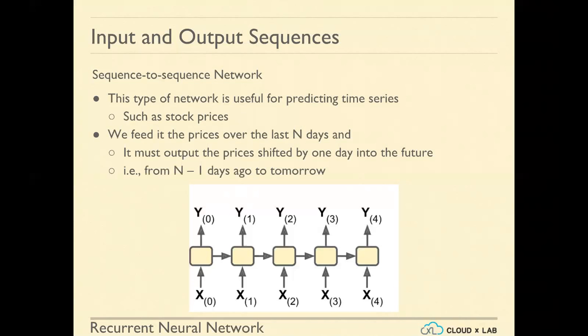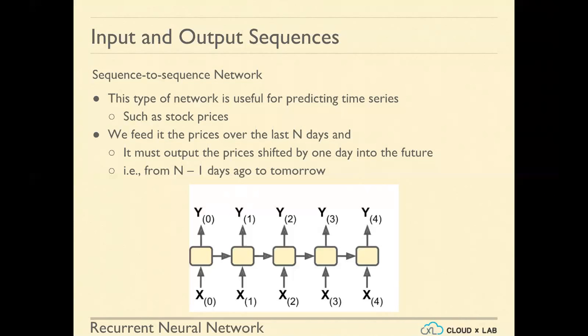This type of network is useful for predicting time series, such as stock prices, where we feed its price over n days, and it must output the prices shifted by 1 day into the future, from n minus 1 days ago to tomorrow. Basically, this is how the sequence-to-sequence network looks like. So we feed its price over the last n days, and it must output the prices shifted by 1 day into the future.